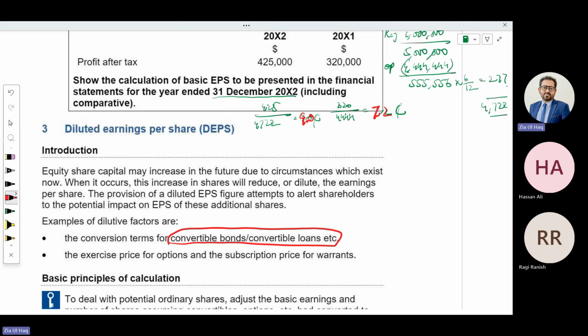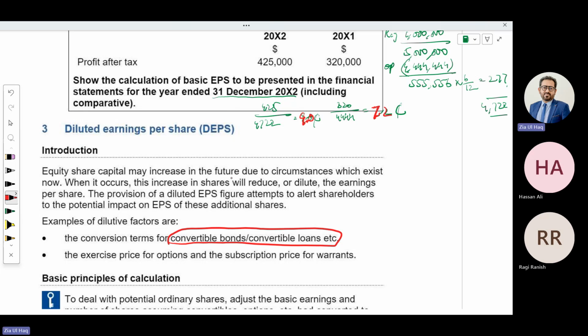And normally after 4 or 5 years, company share prices go up. Because you have taken the loan, obviously you have invested somewhere. Through that, you will generate profit. And through profitability, the company share price will go up. So there are more chances they will take the shares. In that case, future shares will be more. EPS will be reduced. So we need to calculate that. So diluted EPS.